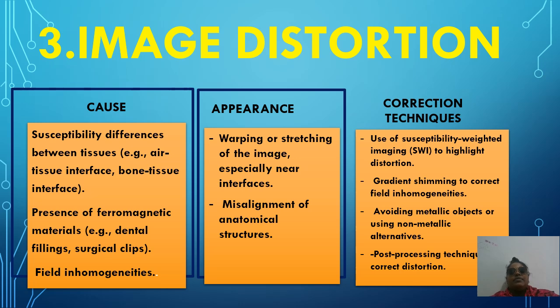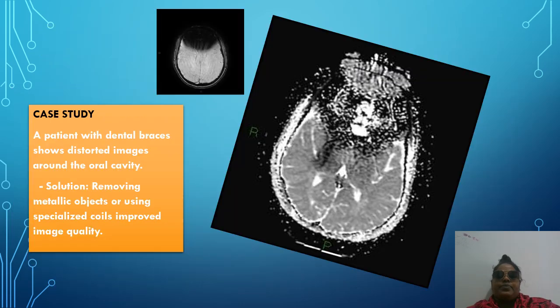So the corrective techniques are susceptibility weighted imaging, SWI, to highlight the distortion, and gradient shimming to correct the field homogeneity. Avoid metal objects by using non-metal alternatives. The case study shows a patient with dental braces with a distorted image around the oral cavity. Solution: remove the metal object or use a special coil to improve image quality.